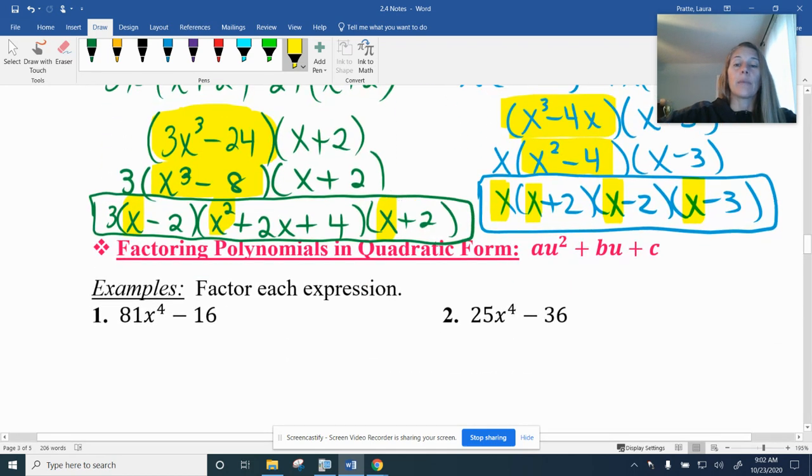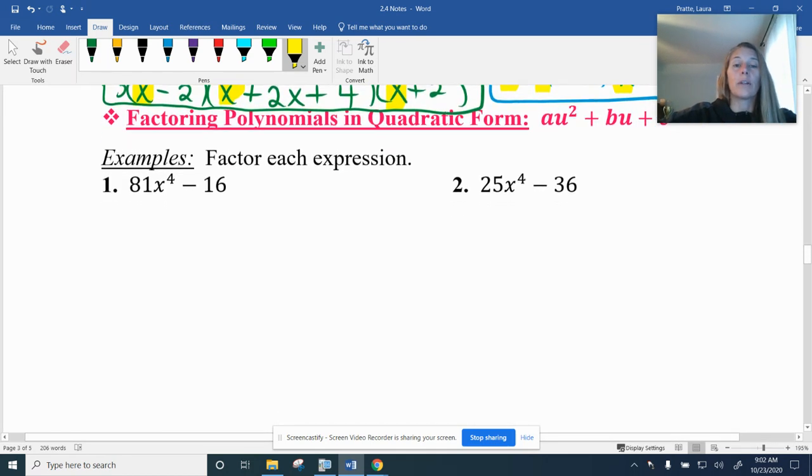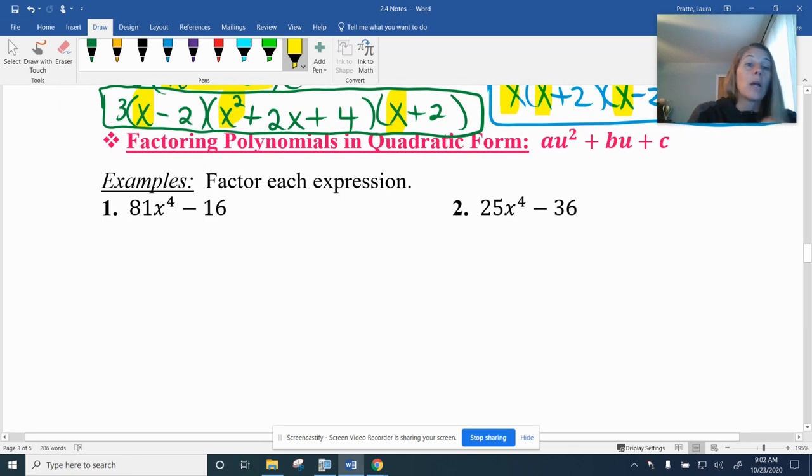All right, now the final type of factoring that we're going to review here is when you have them in the quadratic form, but that x value is not a square, but it's some multiple of a 2. So the first 2 examples are kind of basically the difference of 2 squares, but instead of it being an x squared, it's an x to the 4th, but you can still root that because x squared times x squared is x to the 4th.